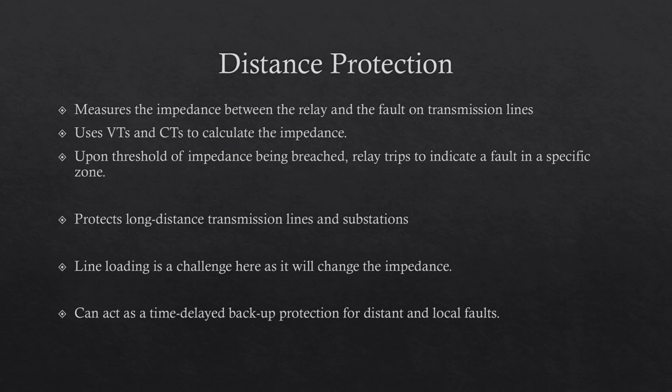And finally, as shown on the screen, we have the distance protection, which is used to measure the impedance to the fault. So the speed of operation does vary for this one. As it states on the screen, it can act as a time-delayed backup protection for distant and local faults. For example, if the primary protection of that line weren't to work, it can work for that. Or if there's an extremely far fault, it can act with an even longer delay to trip that. So it is very much based on the transmission line and the networks surrounding it.